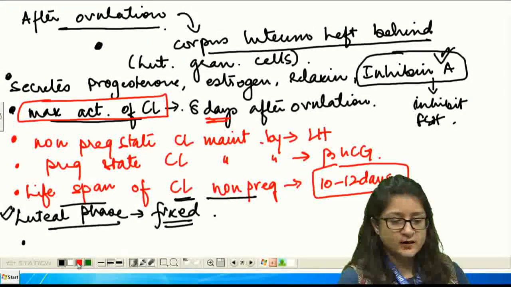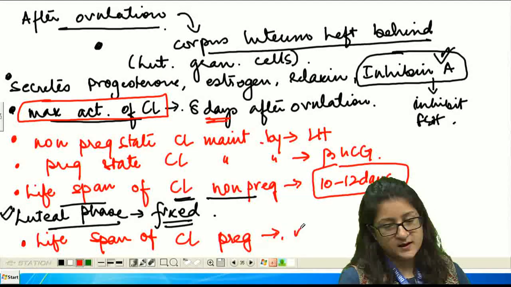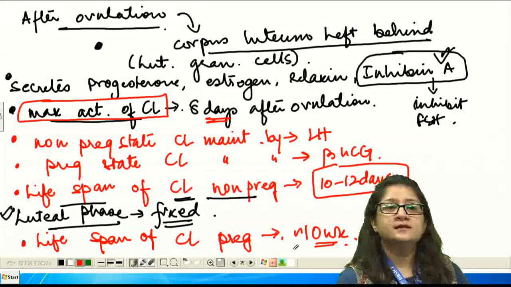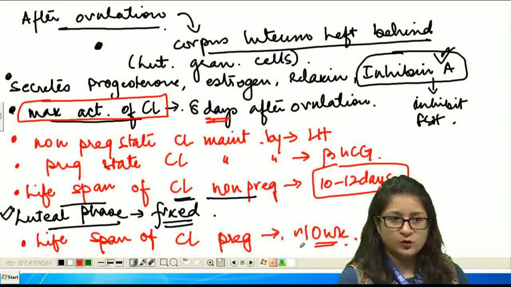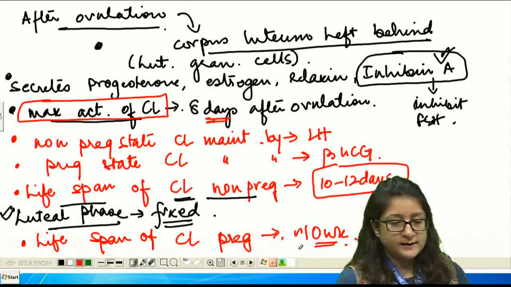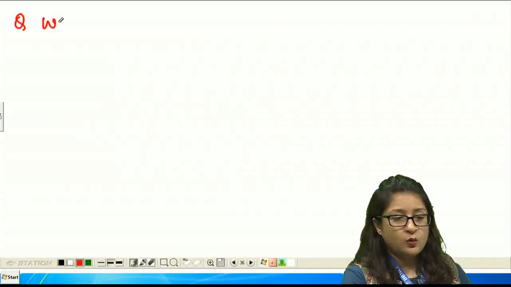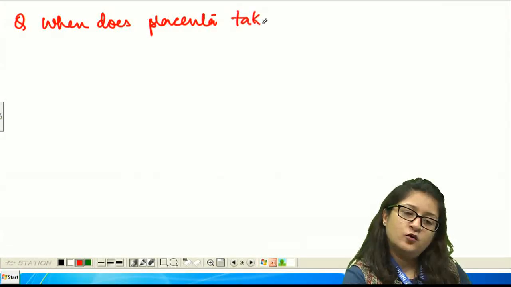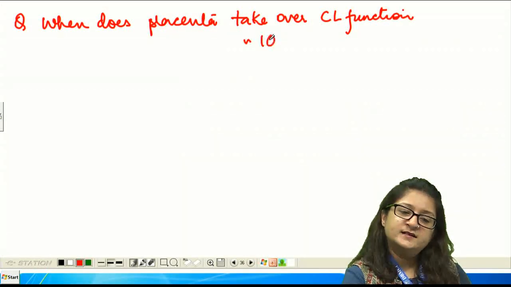The next important point is that the lifespan of the corpus luteum in the pregnant state is around 10 weeks. Beyond 10 weeks, the hormonal production function in pregnancy is taken over by the placenta. So if they ask when the placenta takes over corpus luteum function, that is by 10 weeks.